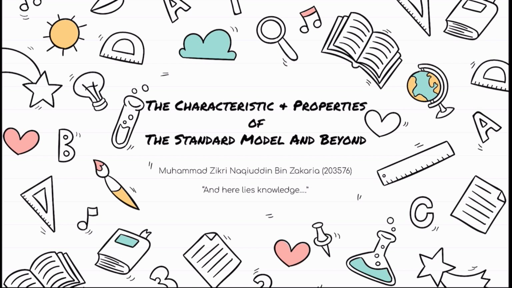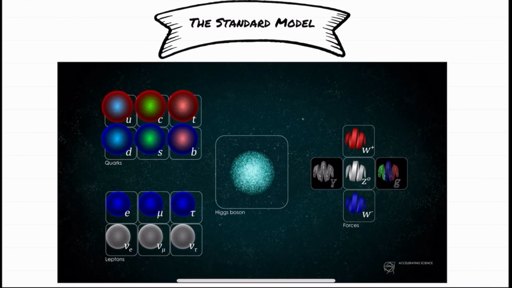For my part, I am going to present about the characteristics and properties of the Standard Model and beyond. First, let's look at the Standard Model. So, the Standard Model consists of quarks and leptons which act as mediators for the interactions produced from the four fundamental forces of nature and the Higgs boson. Among these particles, Higgs boson is considered a relatively newly discovered particle. Hence, let's move on to see more about Higgs boson in Higgs field.